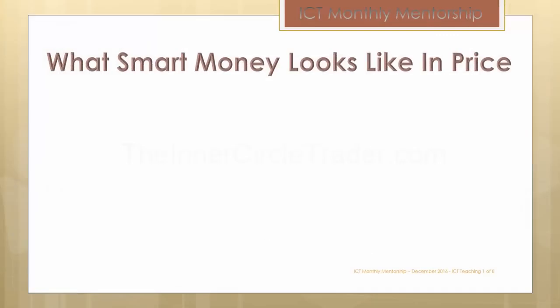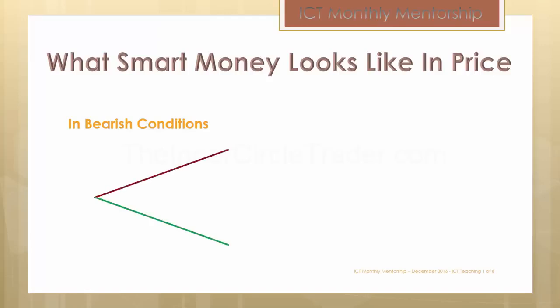Okay, so what does smart money look like in price? What's it look like? How do you know when smart money is moving in the marketplace? Well, first let's take a look at what it looks like in bearish conditions. Obviously, there has to be some diametrically opposed view. And you have to start by looking at a base asset or benchmark. And in bearish conditions, that base asset or benchmark would be making higher highs.